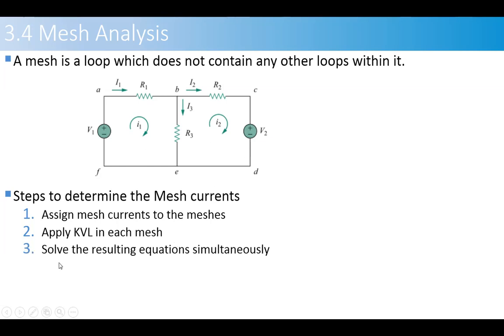Third part, obviously, is the solution. We have n equations now, so we can easily solve the resulting equations simultaneously. After solving the equations, we can find the mesh currents. To obtain branch currents or voltages across a certain element, we can easily relate mesh currents to branch currents. We'll see this in the examples.